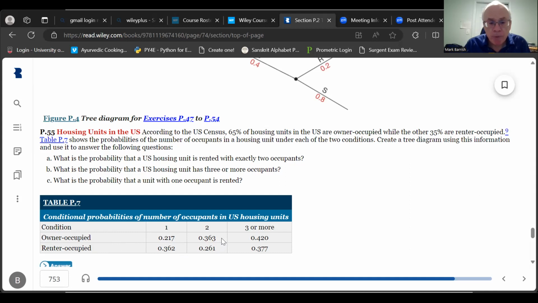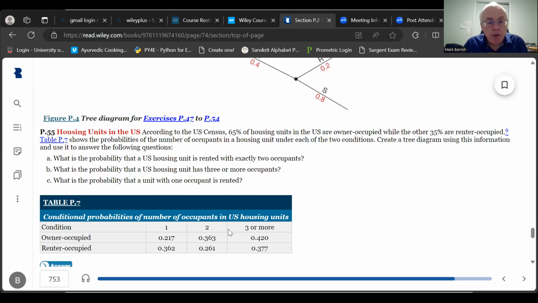And the 0.363 is the probability that you have 2 people in the house, given that you know that the people in the house are owners. When they say owners, that means owners or family of the owners. And then 0.261 is the probability of 2 people in the house, given that they are renters. And so forth, with the 3 or more to look at the same way.